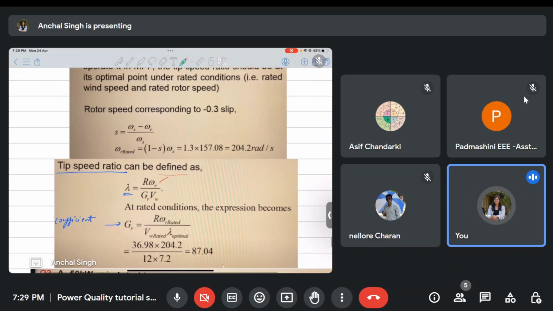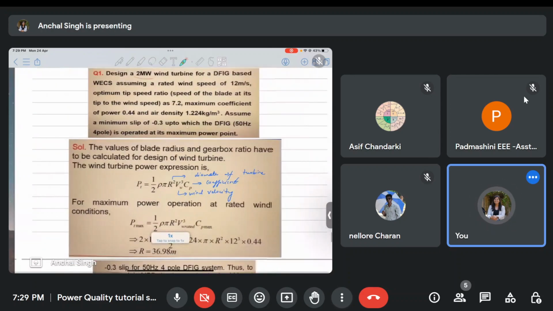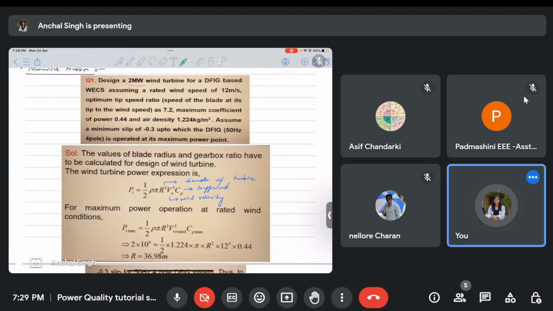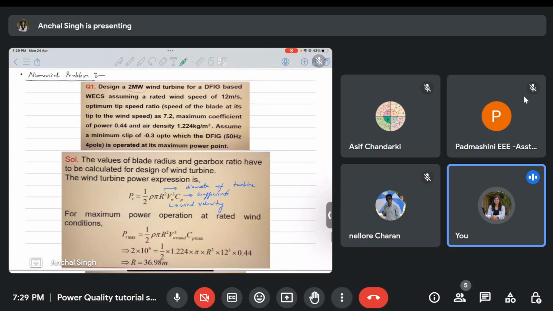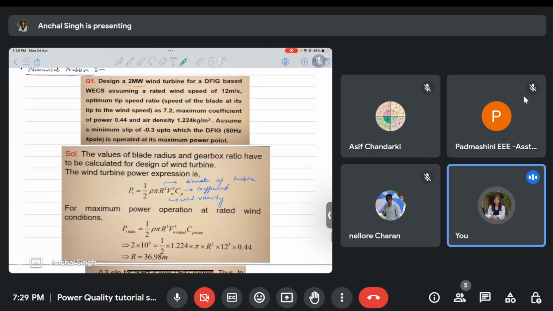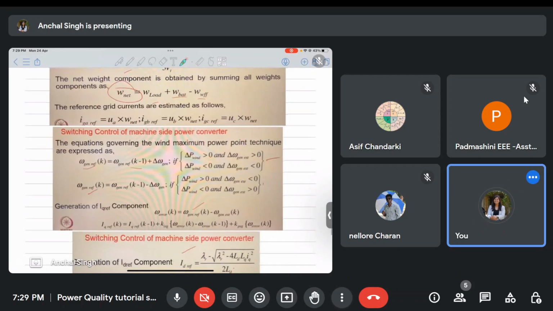So this is how you can obtain these equations. If you look at the detailed derivation of the wind turbine system, you can obtain these standard equations, and once you know these equations, you can easily attempt any kind of problems that are related to these kind of systems.